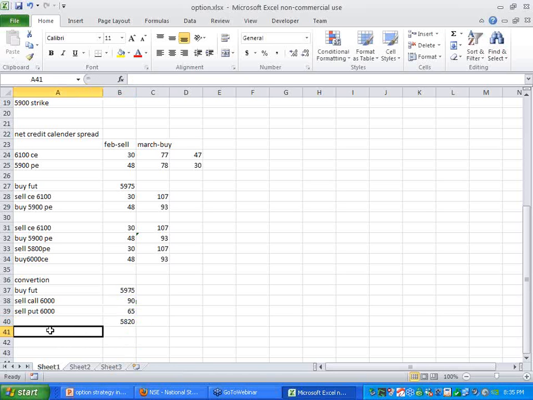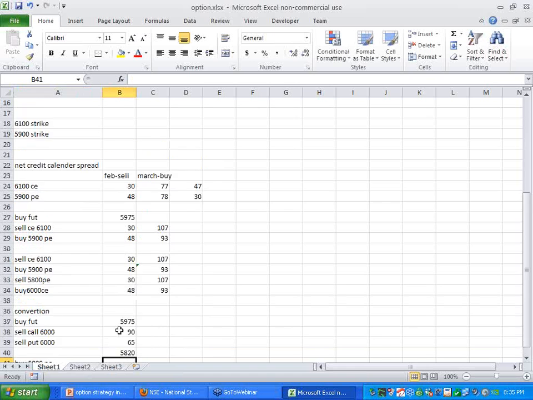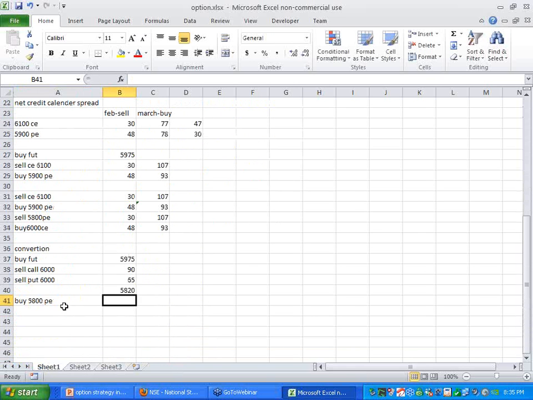5820. So nothing wrong if you buy a 5800 put option, multiple lots, 3 to 4 lots, whatever the lot may be. If you can purchase 5800 put options in multiple lots, that also will solve your purpose. So this is how you can form this kind of strategy.